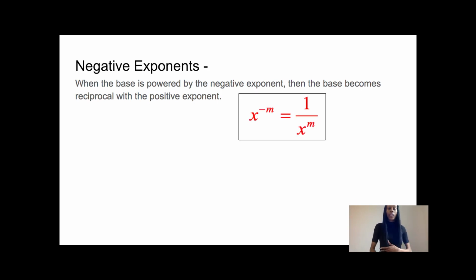So let's look at what that looks like. I have x to the power of negative m. We all know that when we see a base, when we see an integer, we know that it sits on top of 1. In order for us to take that x to the power of negative m and make that exponent positive, we have to flip it. We have to take its reciprocal. So what we do is we flip it and we have 1 over x to the power of positive m.